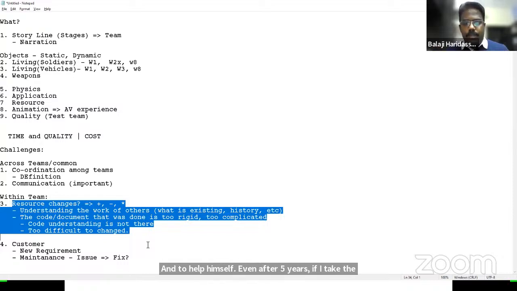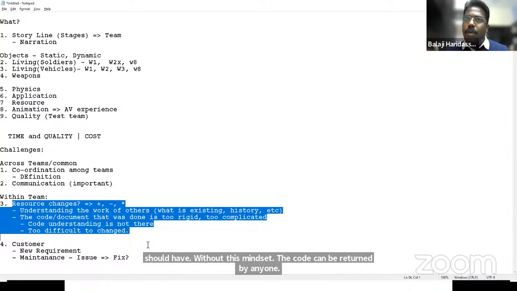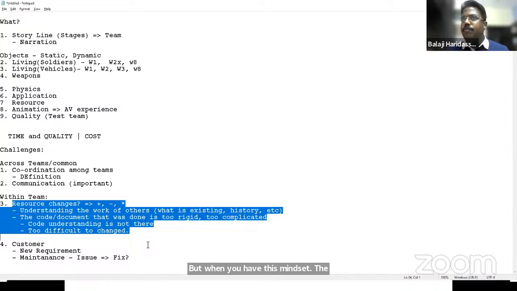Is my code designed in such a way that someone can come up and quickly change? Or will they be struggling to do this change? This is the first mindset that I should have as a developer. Without this mindset, the code can be written by anyone. But when you have this mindset, the coding that you do is totally different. Same functionality, but totally different. And it changes only based on the mindset, nothing else. I will show you some examples.